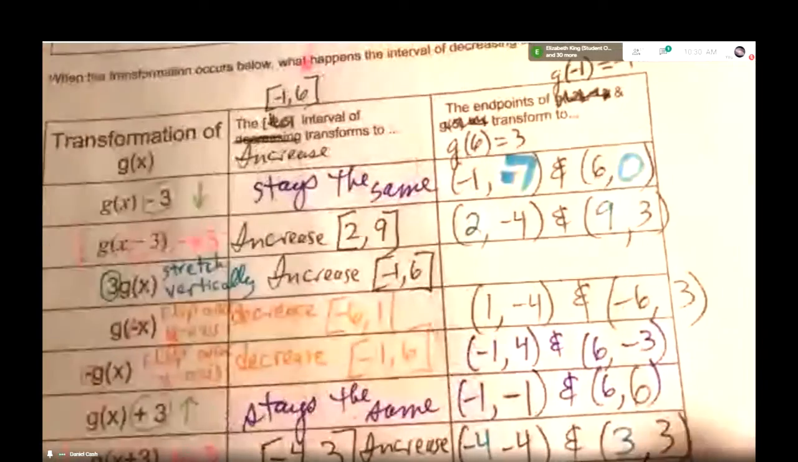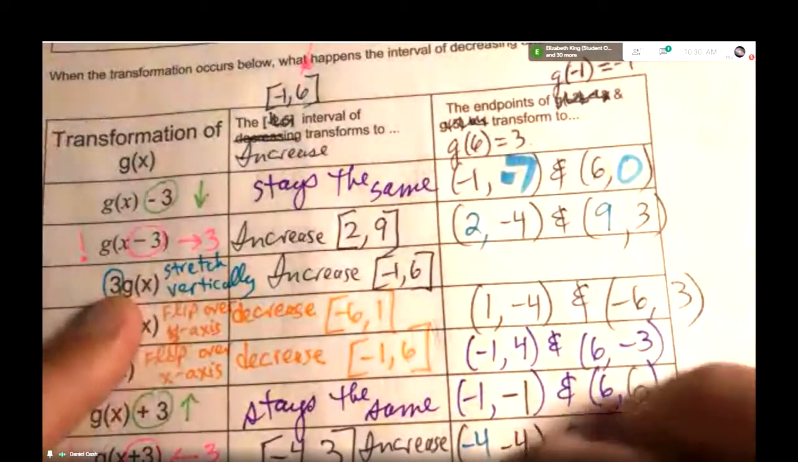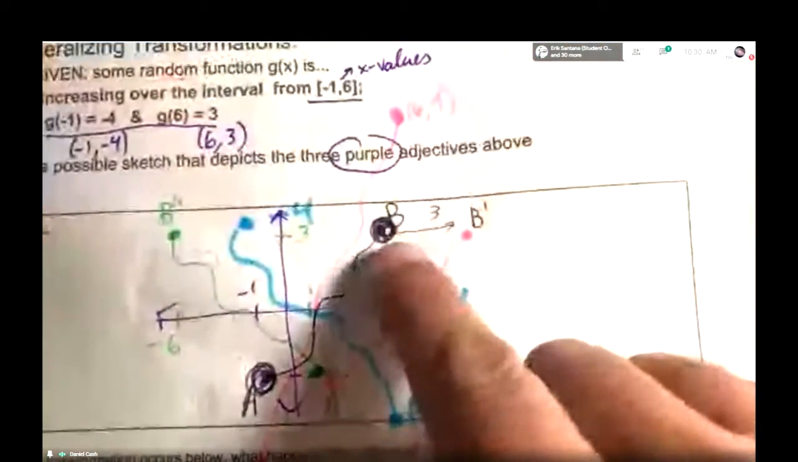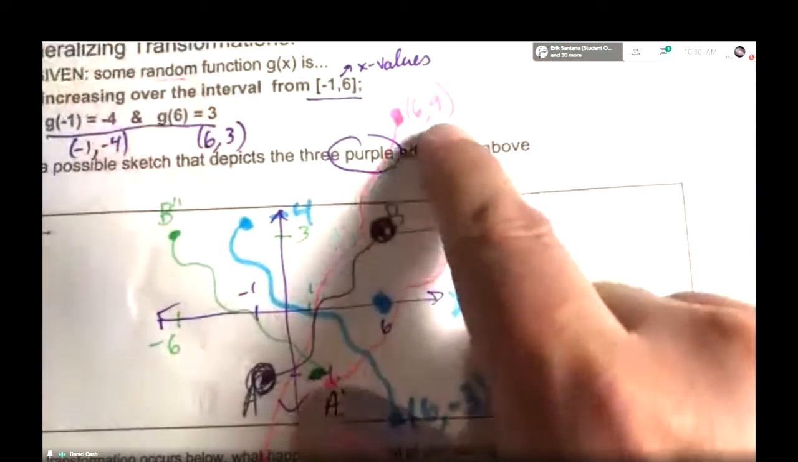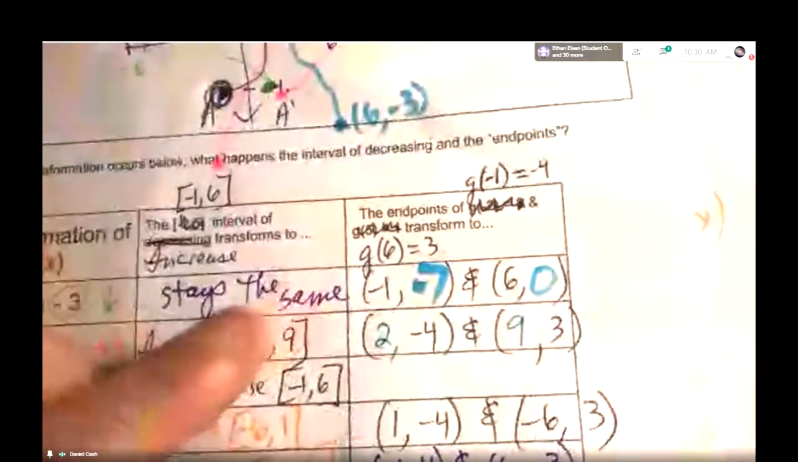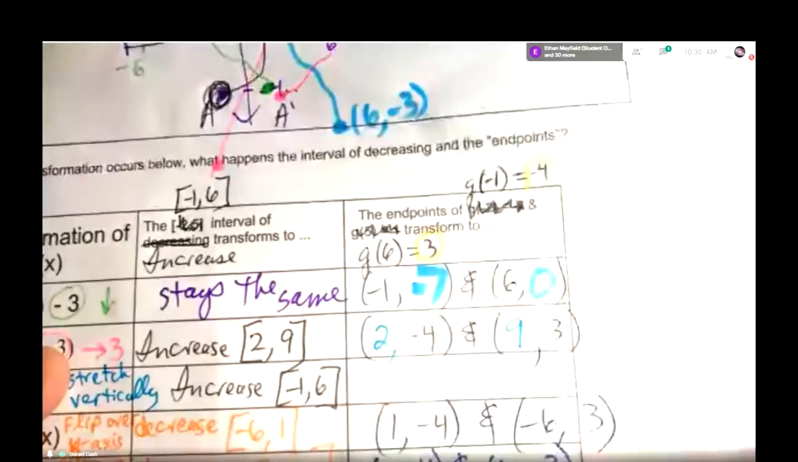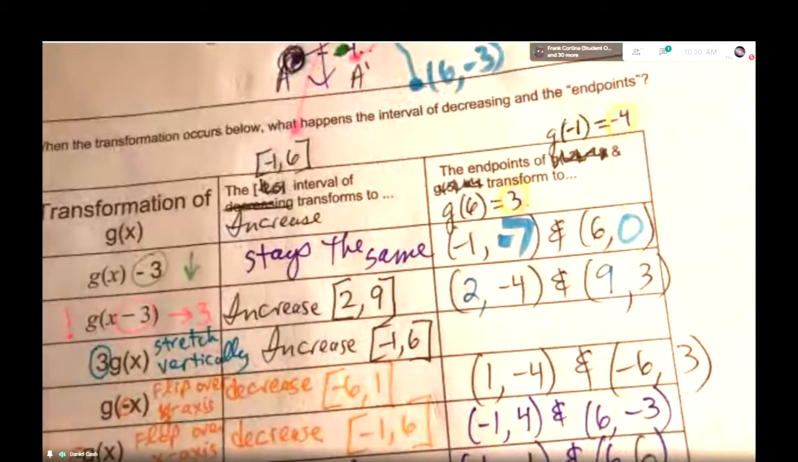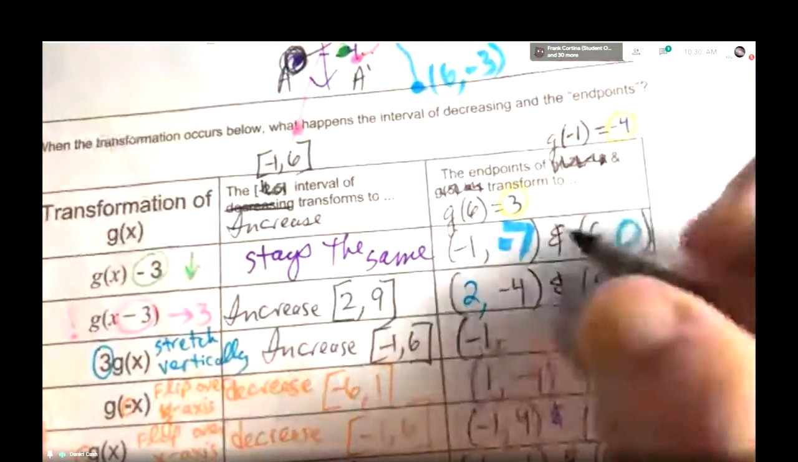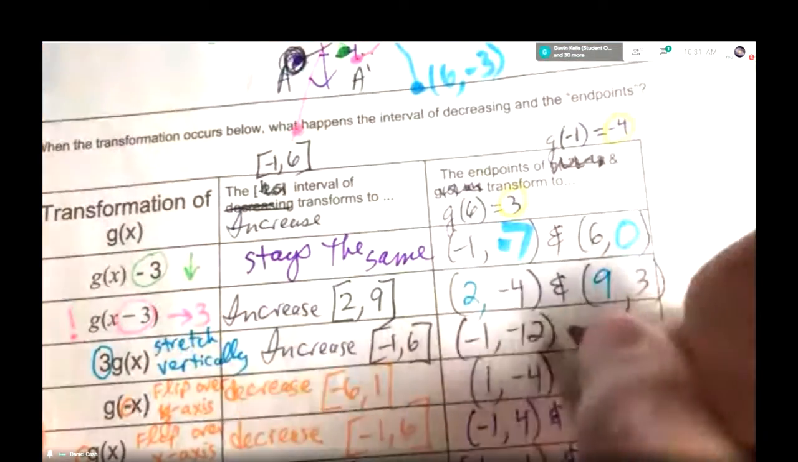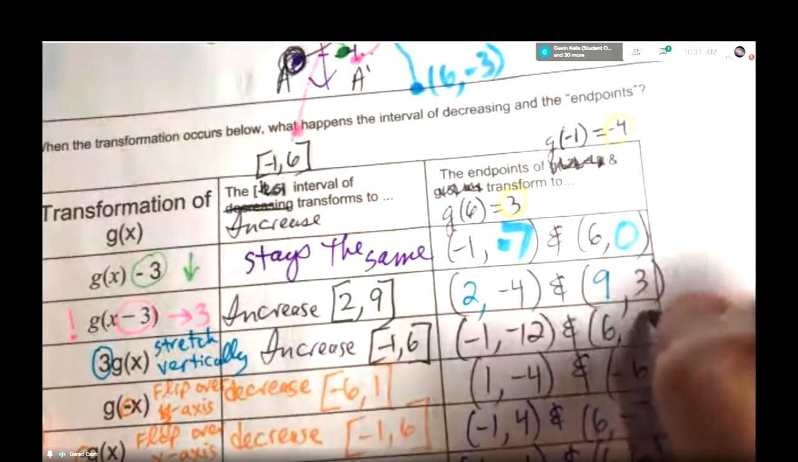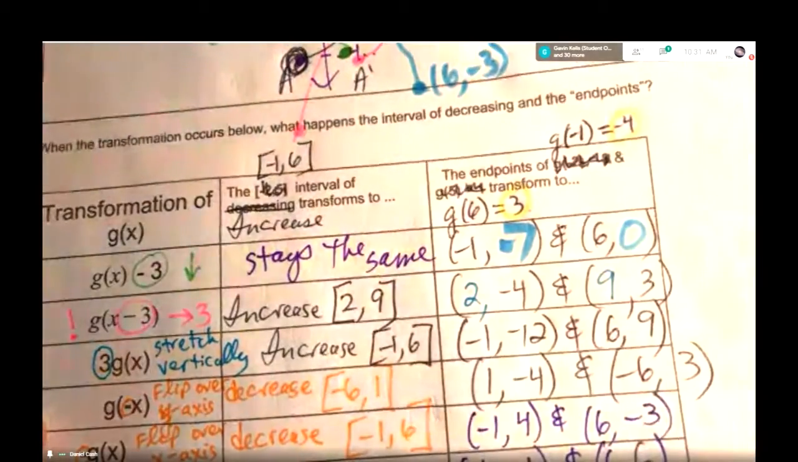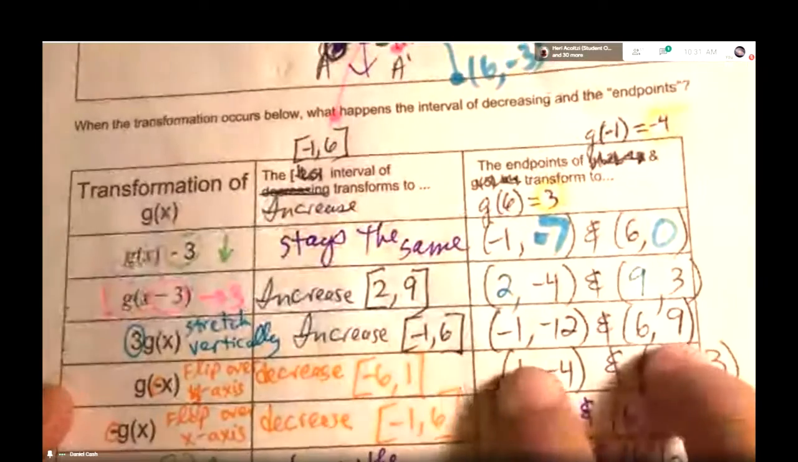Now the stretchy. Since we're stretching vertically, that's a change in the y direction. Everything got moved 3 times bigger. So the y value of 3 got moved to a y value of 9. So all I'm going to do is take the y values here, and I'm going to multiply by 3. Okay, that's for my vertical stretch. So negative 1 and negative 12, and 6 comma 9. That's these two.